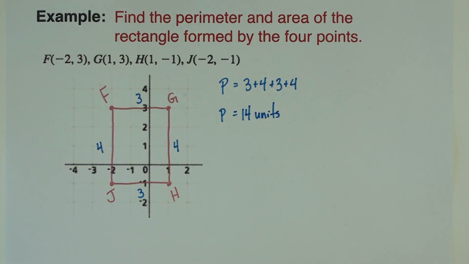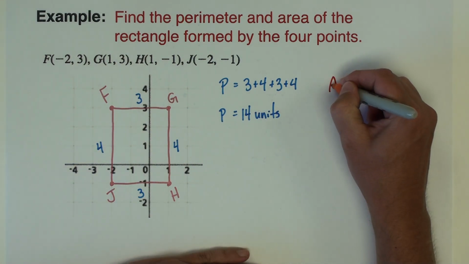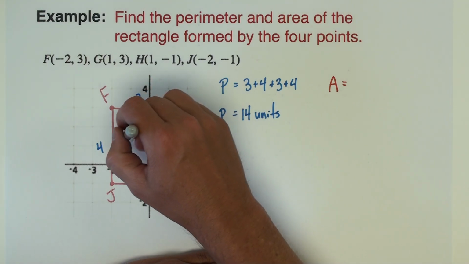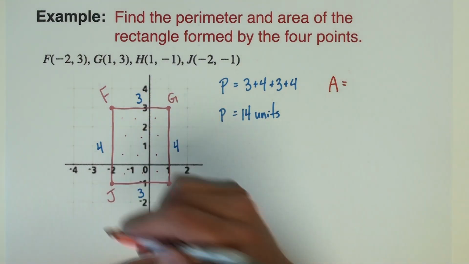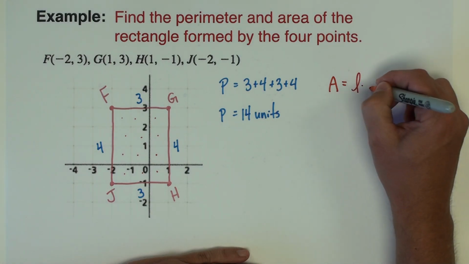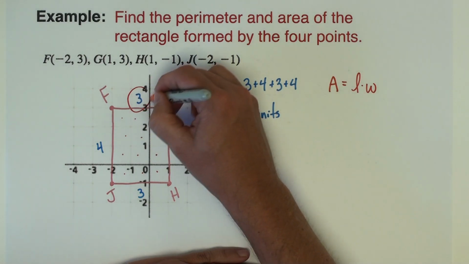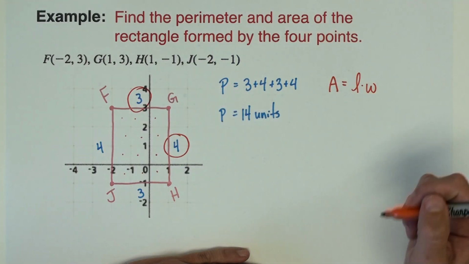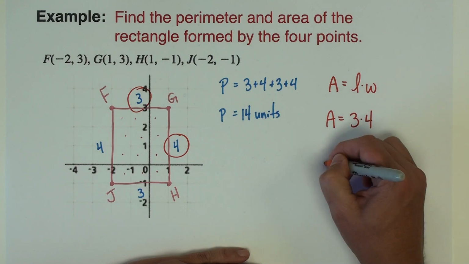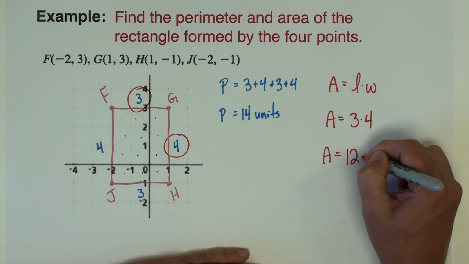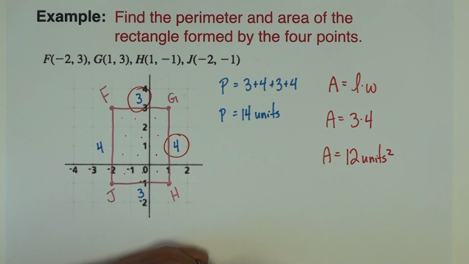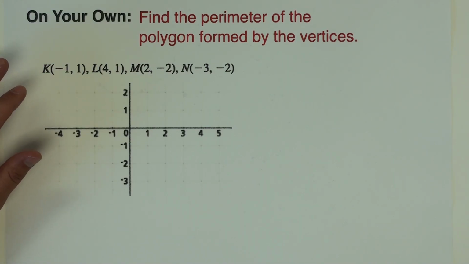The area can be done two different ways. You could just count how many squares are inside that rectangle, certainly. Or you can do the length times the width. The length times the width are the two different dimensions there. So the area is going to be 3 times 4, which is 12 units squared.